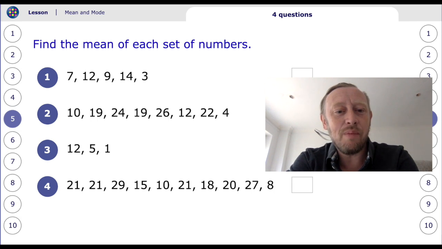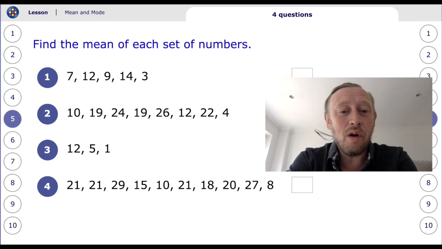So if you look at example 3, the easy one, I'm so kind, I will do it for you. You've got 12, 5 and 1. 12 add 5 add 1 is 18. And then you're going to do 18 divided by 3, because there's 3 numbers to begin with, which gives you 6. So the mean of those 3 numbers in question 3 is 6. So I've done that one for you.